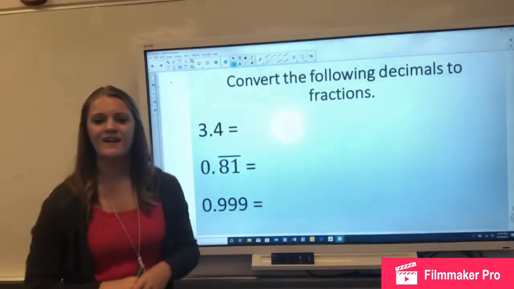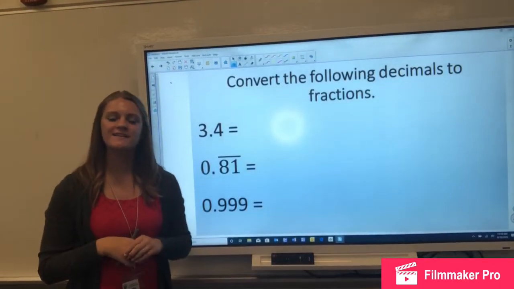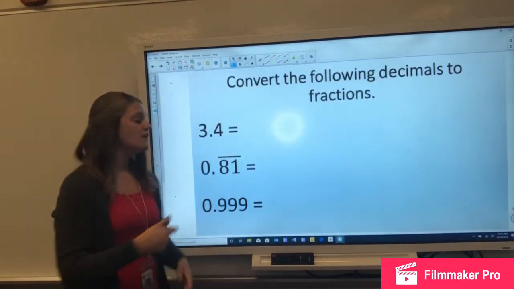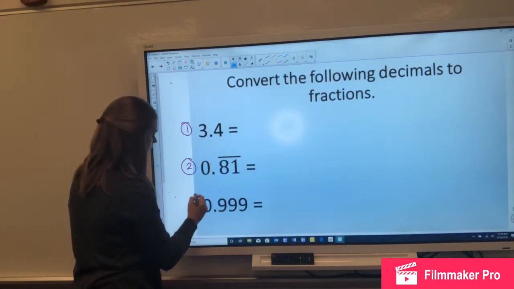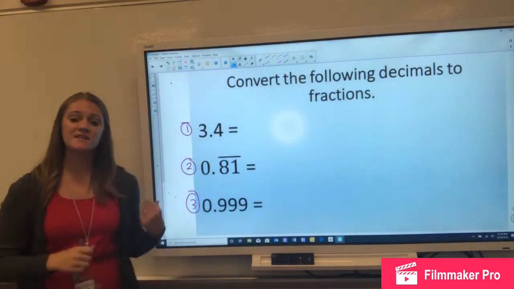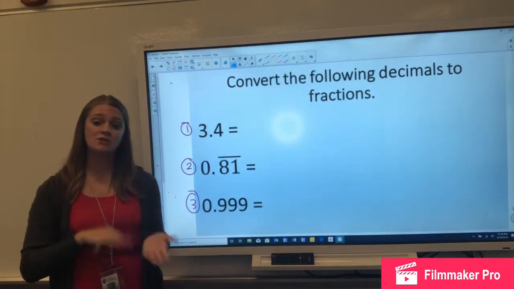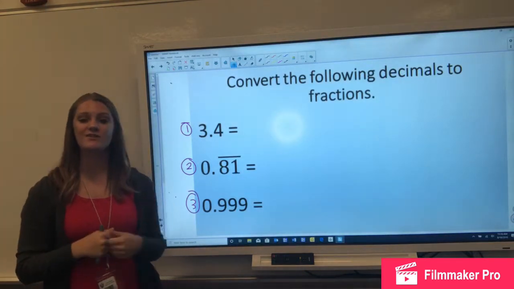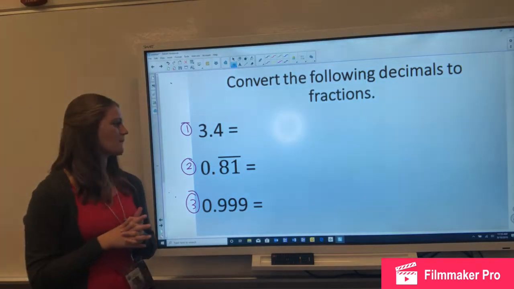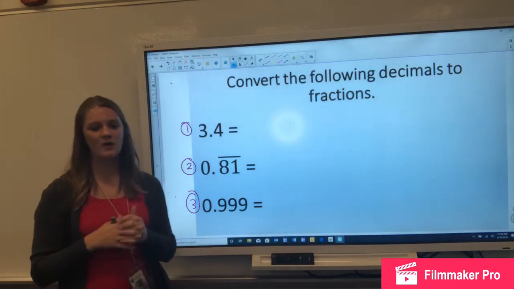All right, now it's your turn to practice converting decimals to fractions. There are 3 example problems. Once you get these decimals written down, pause the video and try to convert them to fractions using your notes. Then play this video to see if you got them correct. So let's see if you got them correct.